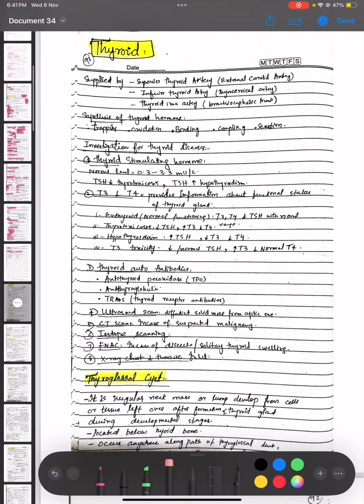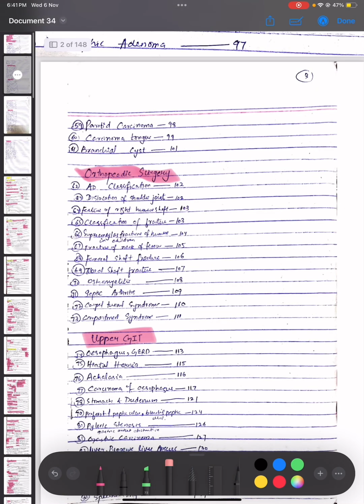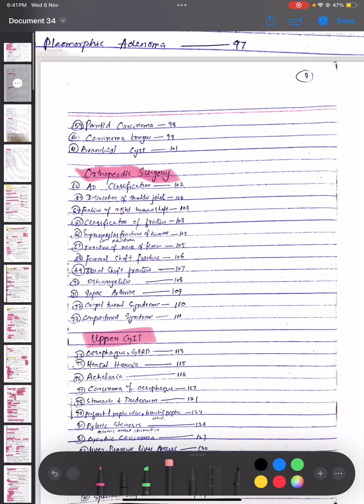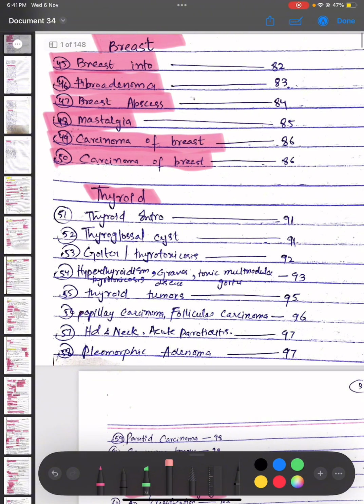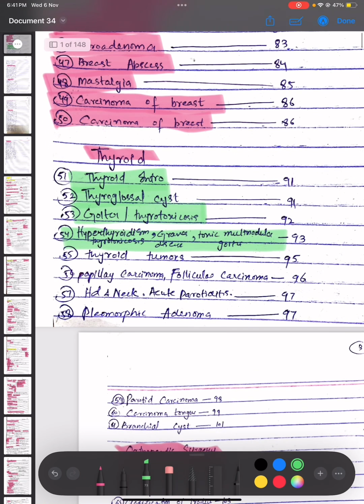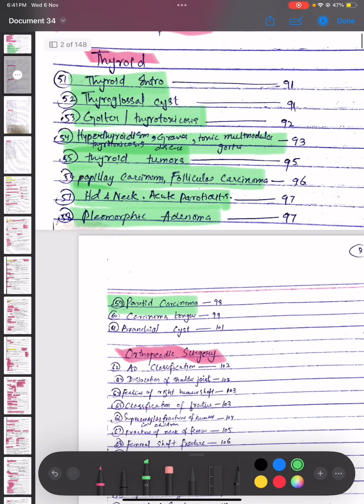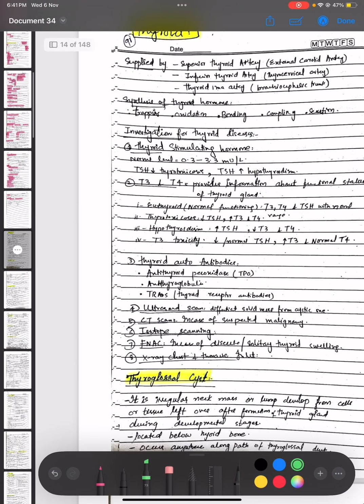Okay, so what we will learn in the thyroid, we will be doing the thyroid introduction, then the thyroglossal cyst, then the goiter or thyrotoxicosis, then hyperthyroidism or Graves' disease or toxic multinodular goiter, then thyroid tumors, then papillary carcinoma, follicular carcinoma, head and neck, acute parotiditis, pleomorphic adenoma, parotid carcinoma, carcinoma of tongue, and bronchial cyst. So, starting from the introduction of thyroid.